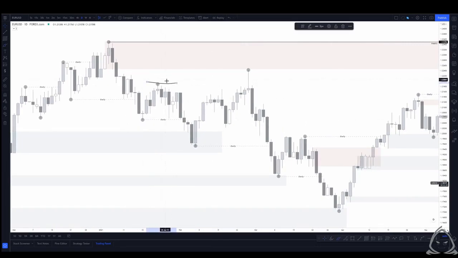We have a structural high, a structural high. What does this candle right here do? It sweeps these structural points. We have a daily supply zone that price is tapping into. We're starting to see that shift from bullish market structure to bearish market structure. So we've seen that change of character.